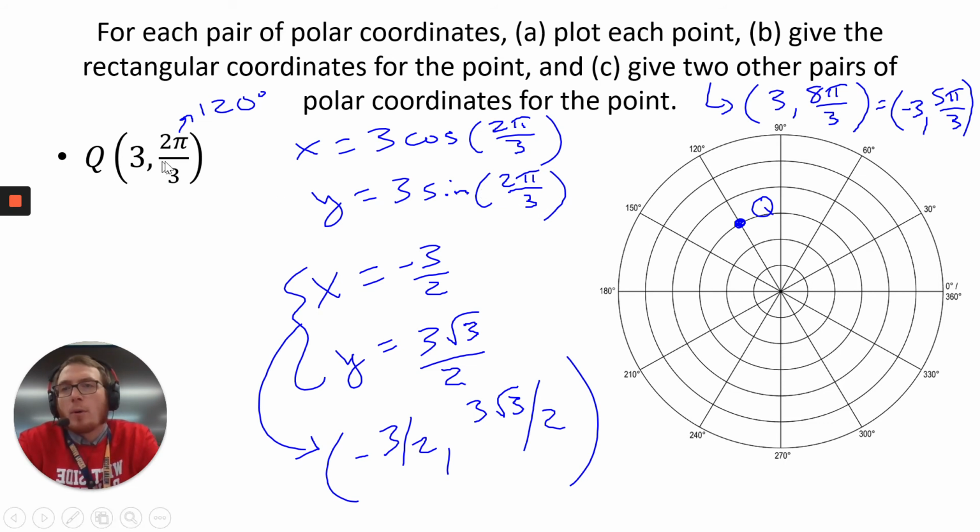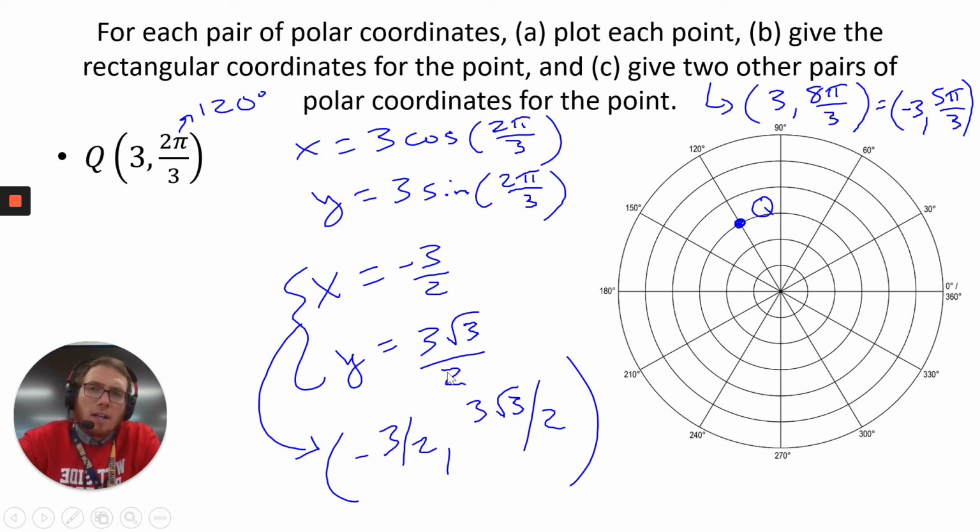The next one is the point (3, 2 pi over 3). Some of you might find it easier to change 2 pi over 3 into degrees by multiplying by 180 and dividing by pi. That'll be 120. Another option is pi over 3 is 60, times 2 is 120. So that's at 120 with a radius of 3, so 3 out from the center over here at 120. That's the point Q.